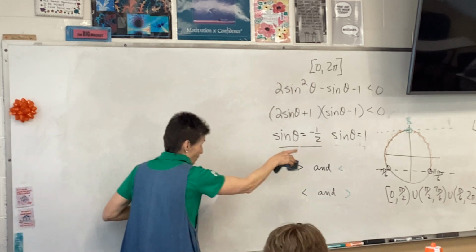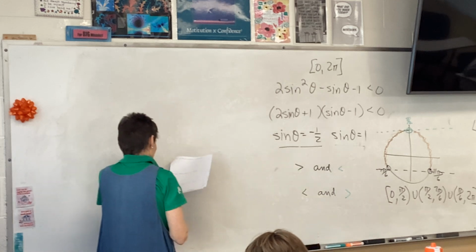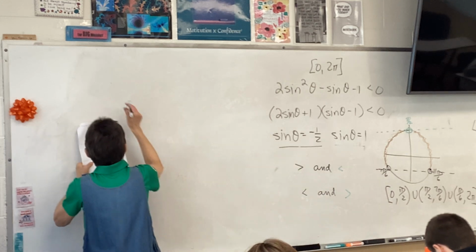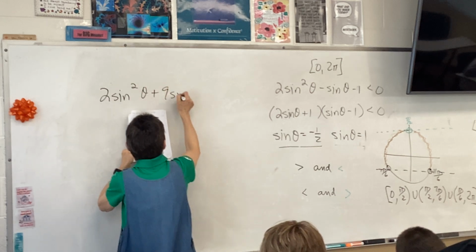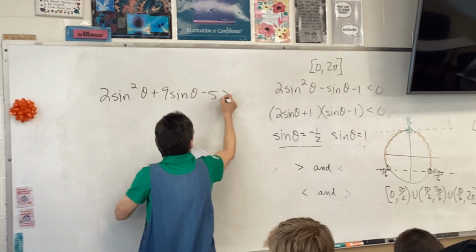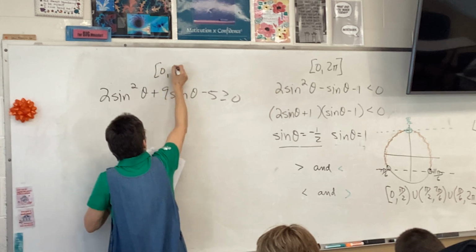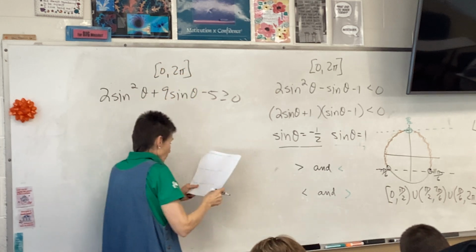We practiced one somewhere a minute ago. One more. So 2 sine squared plus 9 sine minus 5. Okay, step 1.